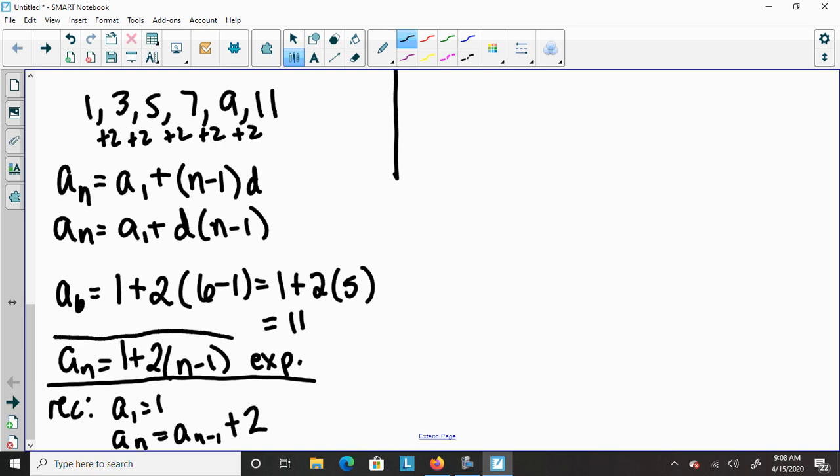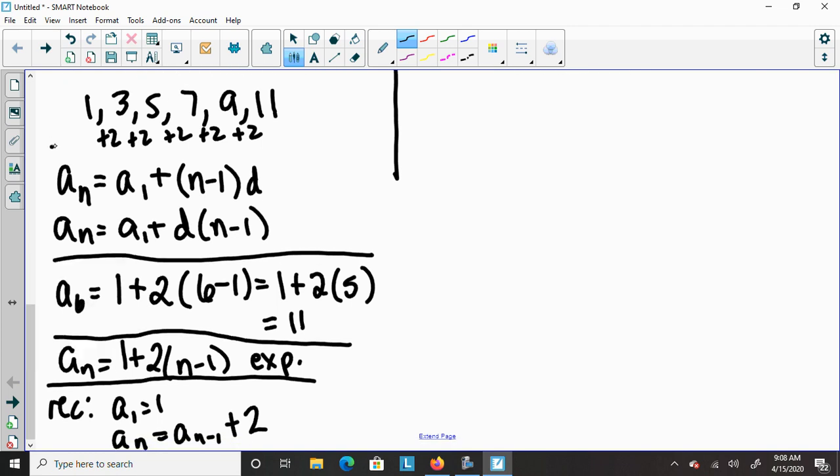That's our explicit for this particular arithmetic sequence. This is if you want to actually plug a number into the explicit formula. If you're looking for a specific term, you put it in for the n. That's the term number that you were looking for. Okay, so those are arithmetic sequences.